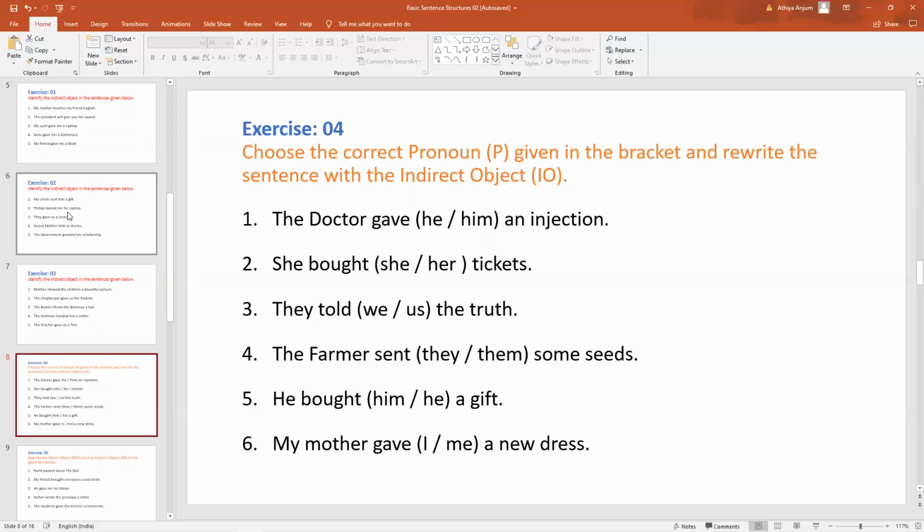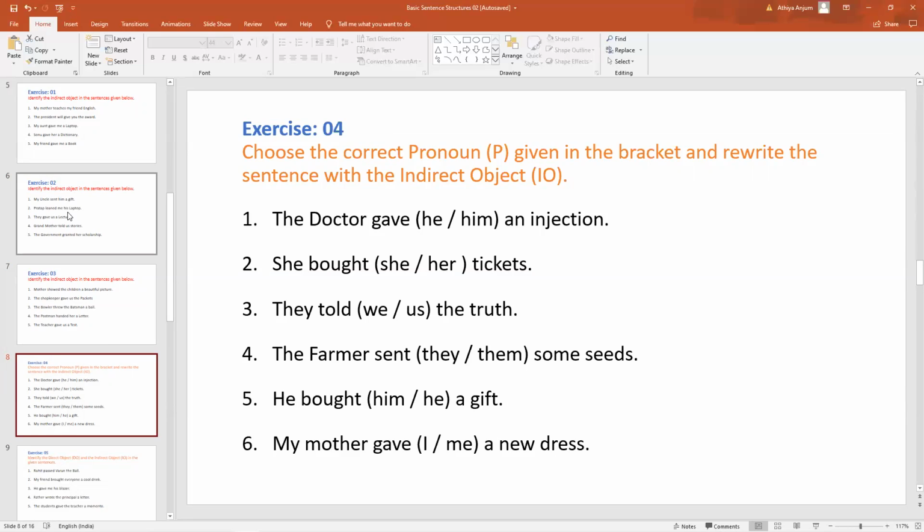You have to pick up the right pronoun there, that becomes the indirect object. You already have the direct object given there, and then write down the sentence in that pattern, that is subject plus verb plus IO plus DO. She bought her tickets. They told us the truth.